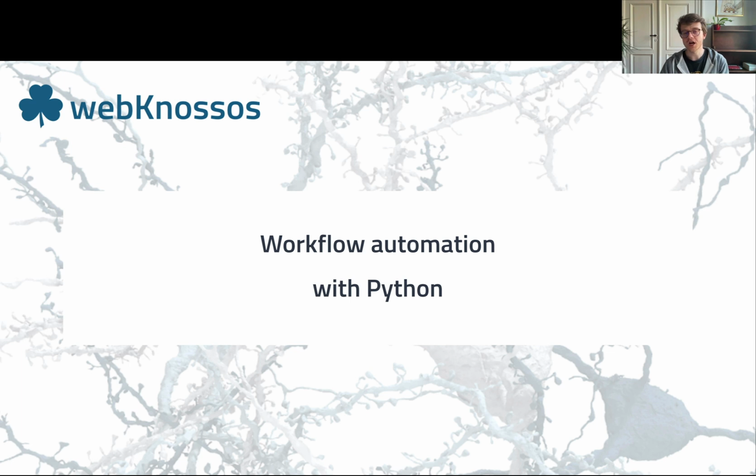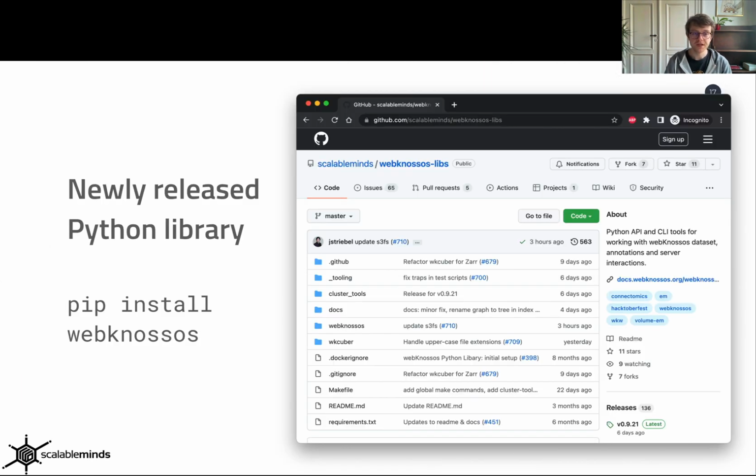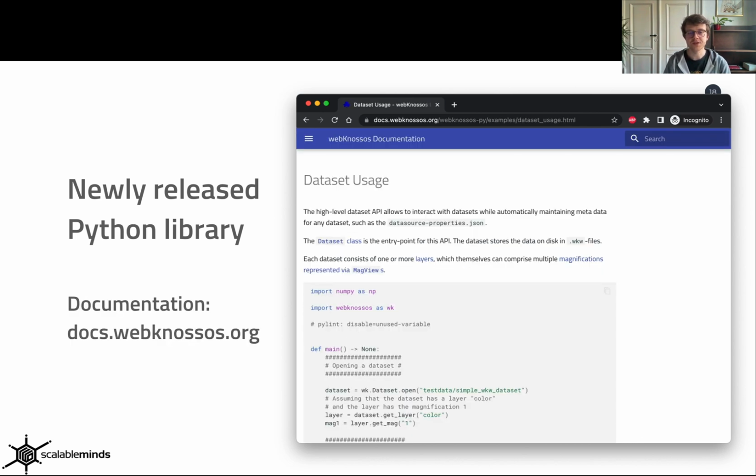So next, I want to talk about workflow automation with our new Python library. You can get the Python library with pip install webKnossos. You can browse the source code on GitHub, and you can read the documentation at docs.webknossos.org. There you will find a bunch of examples, and you will also find an API reference with every method and every class in the package.